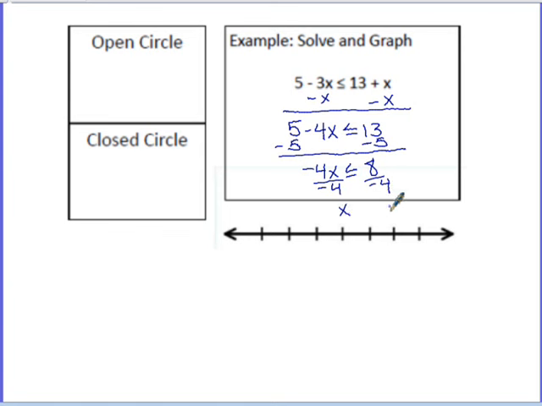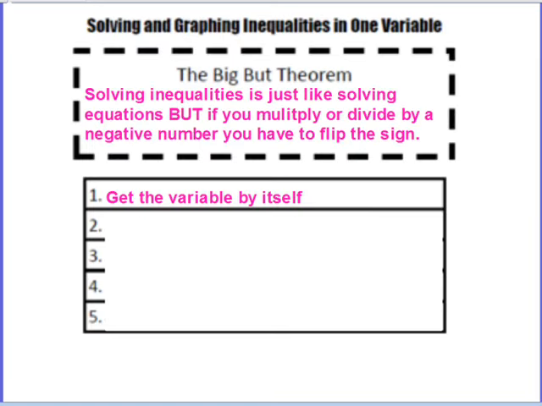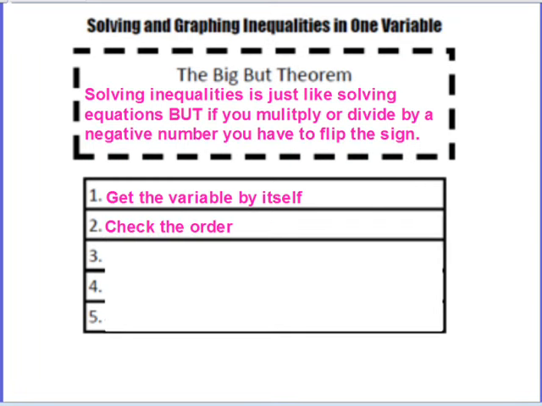That means that x is greater than or equal to, because I have the big but here, I divided by a negative, so I have to flip it over. 8 is greater than or equal to negative 2. So that was all step 1, get the variable by itself.